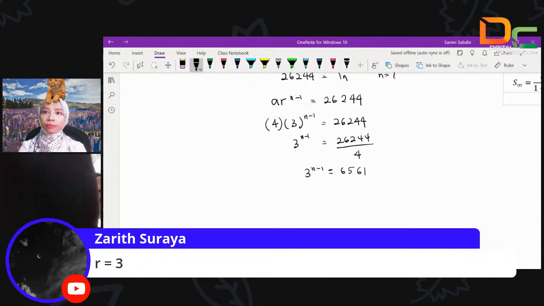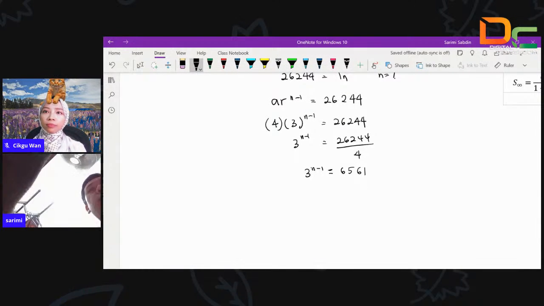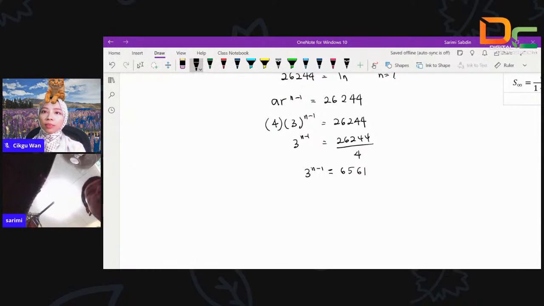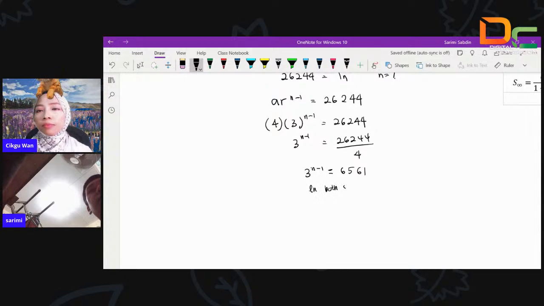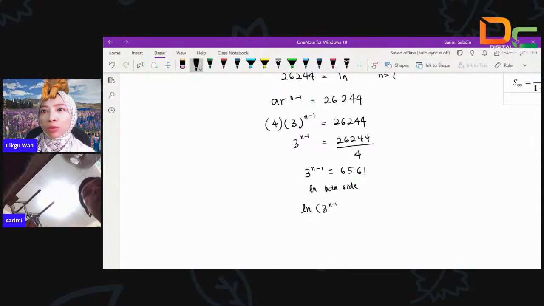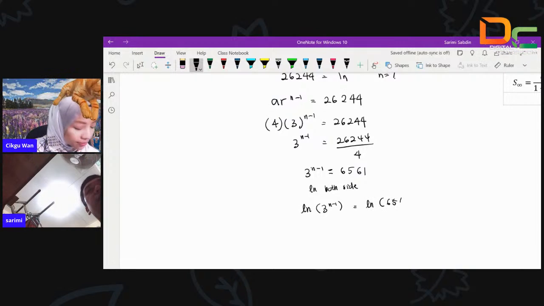Alright, since n is at the power of 3, to bring down the n, we need to ln both sides. Okay, bagus. Siti Fatimah Zainal, dia mencadangkan log both side. Yes, tepat sekali. Betul, Sarimi. Very good. So you know how to do it.